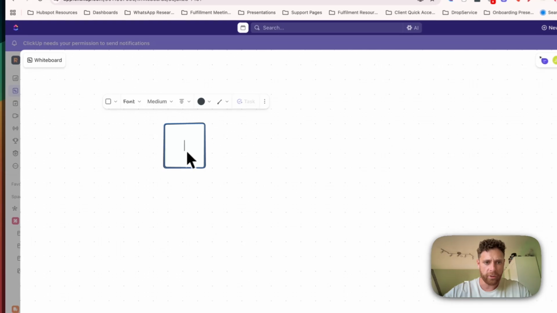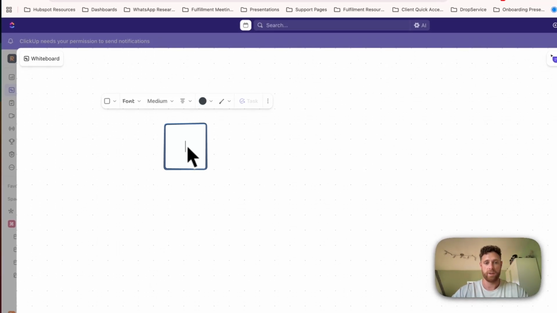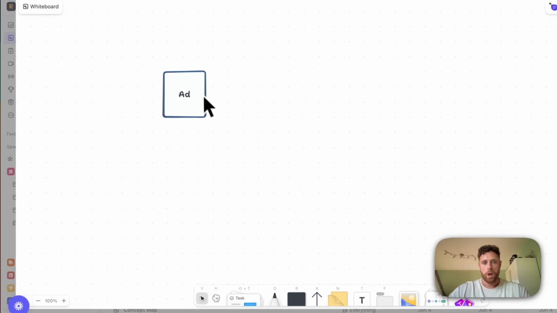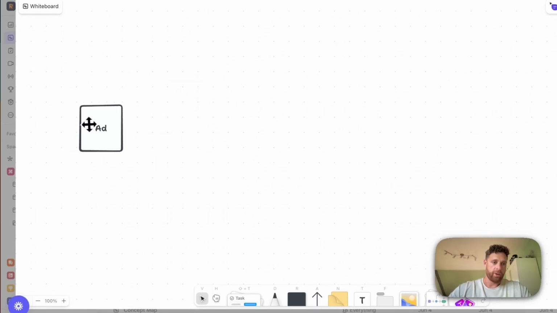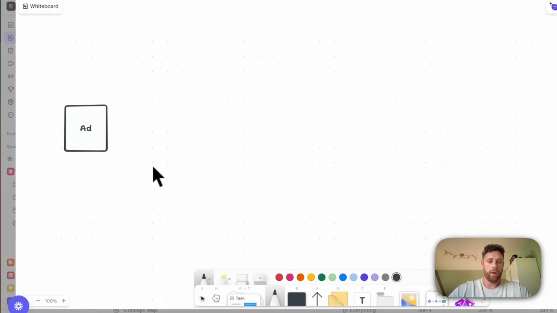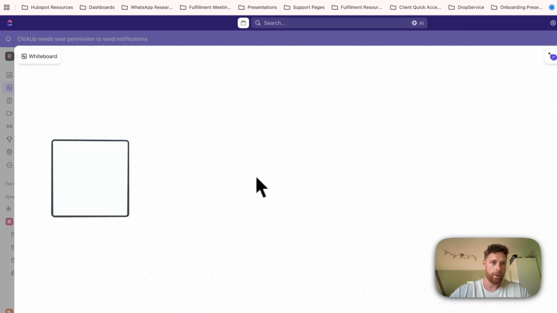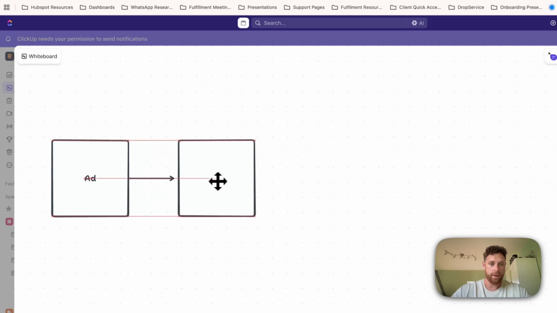So the first thing we're going to start with is right here. It's going to be the ad. Obviously, we just need to start somewhere. So the client is essentially going to see the ad, right? And then, oh, what just happened there? Let me undo that. Command Z. Oh, it's not going to let me undo that. So they see the ad right here. Now, the next thing that they're going to do is complete an application.